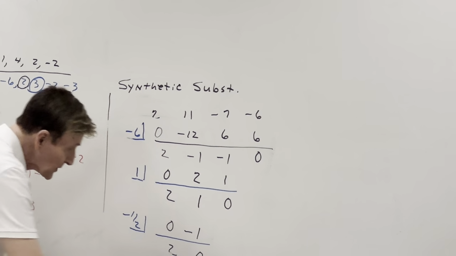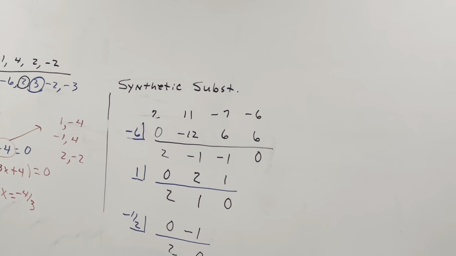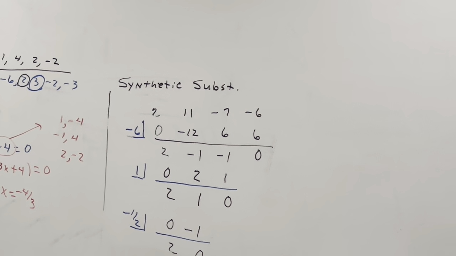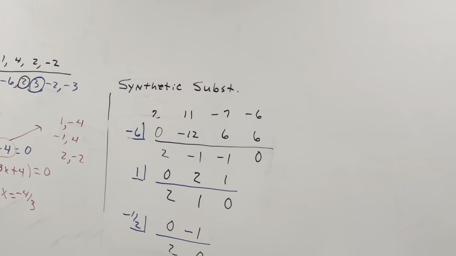And look at that, you get your 0. Wow, wow, wow. Do we now have 3 zeros through the synthetic substitution? With the help of students, we've got negative 6 works, Professor, and negative 1 half works. And those are my three zeros for this polynomial function.